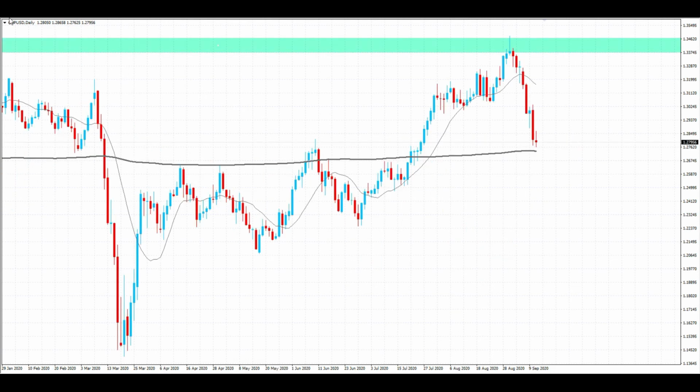And if I go to the daily chart, we're coming up to this level here, which was our previous resistance in the market, and if I move it along a little bit more, you can see it was our previous support as well.